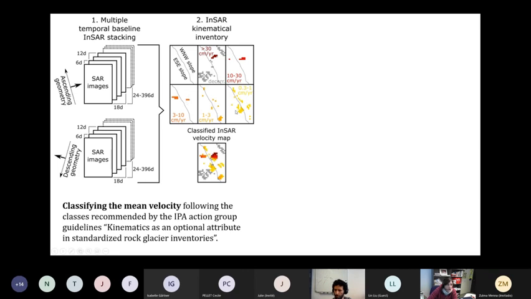We also added lower classes, because with InSAR you can get quite good sensitivity to low velocity. And then we finally merge all this information into an InSAR velocity map that is summarizing everything that is moving at the regional scale. So not only rock glaciers at this stage, but everything that is moving.